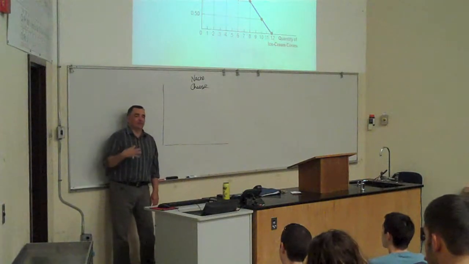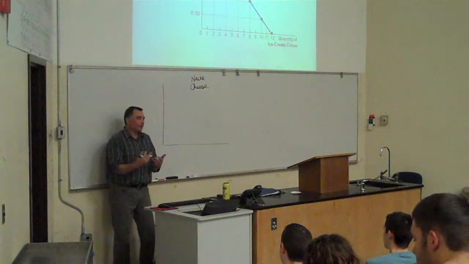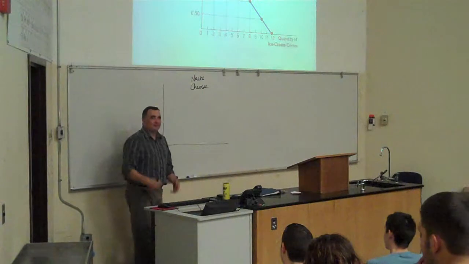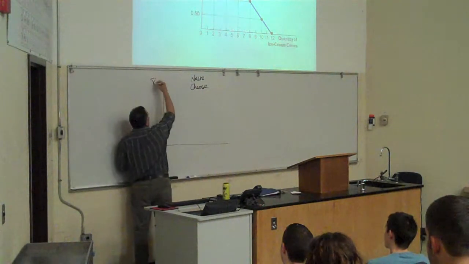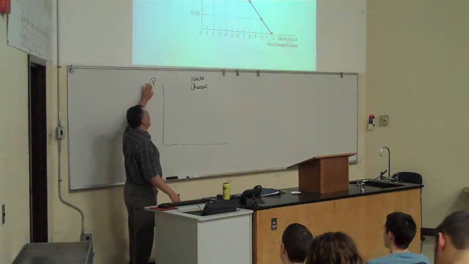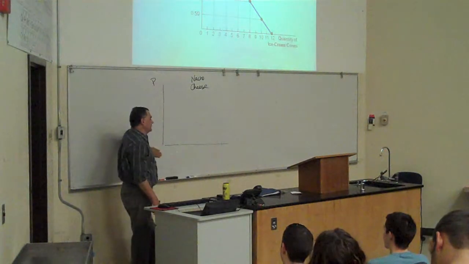Now I know this probably excludes some people, but play along. Pretend like you like nacho cheese. Okay, so on this axis is the price of nacho cheese, and the axis is always P, always price.